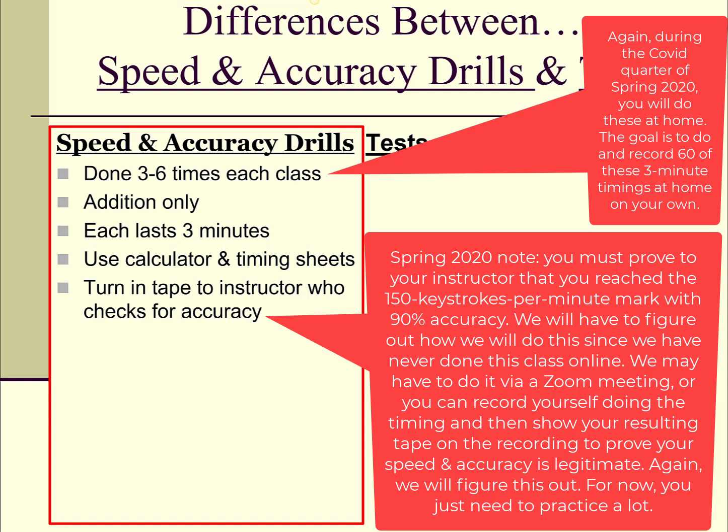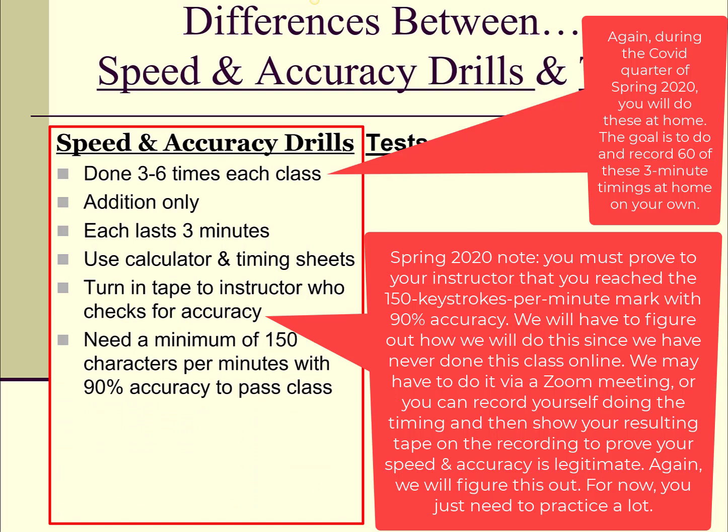For most of the timings, you won't get to 150 keystrokes per minute, so you don't need to show me those. You only need to turn these in when you get to the 150 keystroke minimum with 90% accuracy. And once again, there's the minimums you need. Remember, that's to pass the class. Even if you ace everything else, you still need to have a minimum speed of 150 keystrokes per minute, with 90% accuracy.